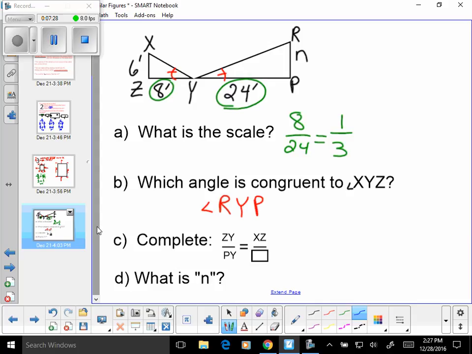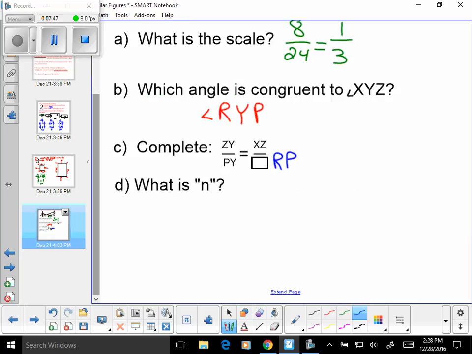When I work with C, I need to complete the correspondence. ZY, which is the long leg of the first triangle, and PY, which is the long leg of the second triangle. And then I'm going to compare it to the short side. ZX is the short side, and it's going to be RP.